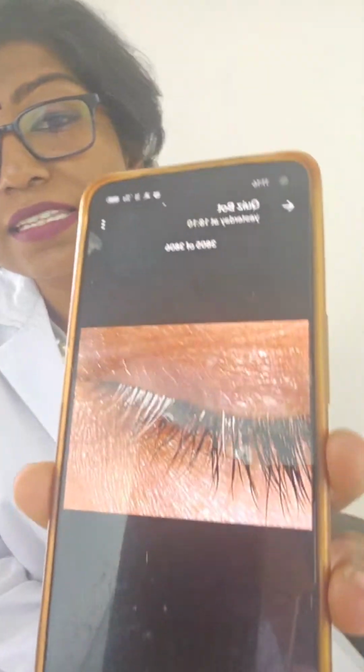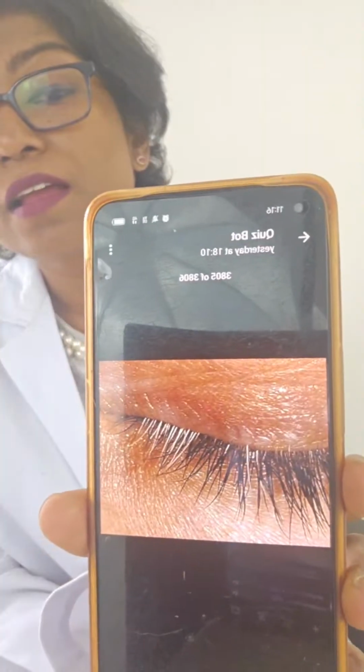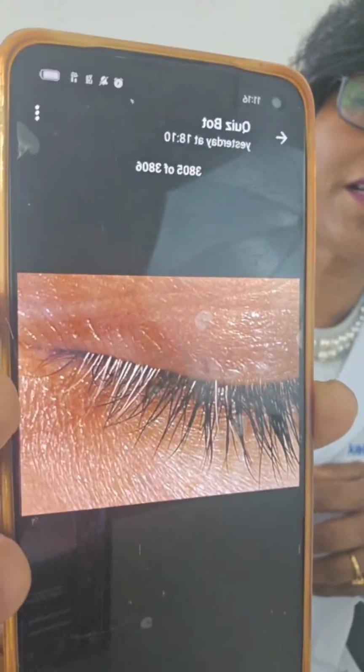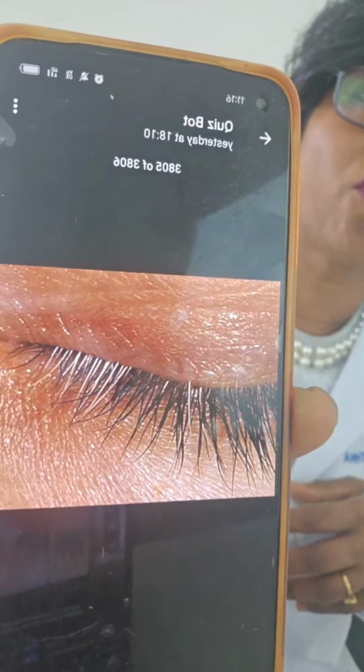Now the next one is an image. The image shows something to do with the eyelashes. What is the finding that you can see? You tell me the answer. Let me read out the options. Distichiasis, trichiasis, poliosis, squamous blepharitis. Let me read it out for you again, for those of you who joined late. It shows distichiasis, trichiasis, squamous blepharitis, poliosis. So what can you see and what is the terminology?